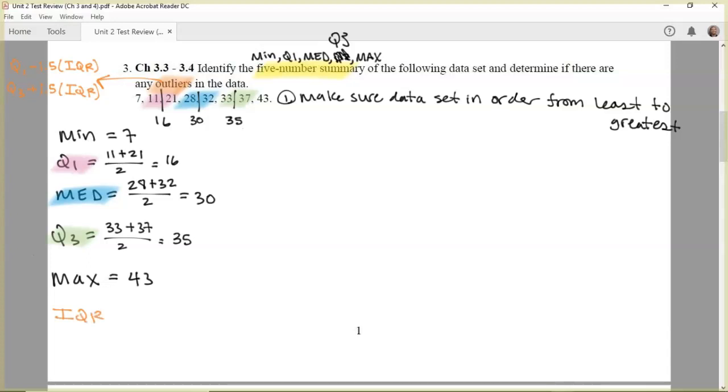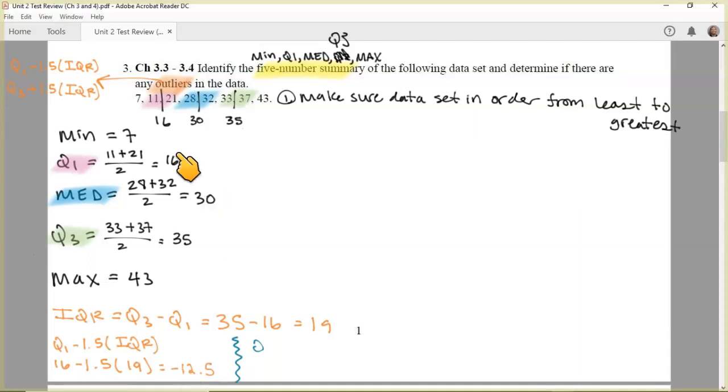So we know the IQR is Q3 minus Q1. So subtract those 2 numbers. That's the middle 50% of the data. And then we just use that value to substitute into our formula. So here, Q1 is 16, minus 1.5 times 19, and that gives us negative 12.5.